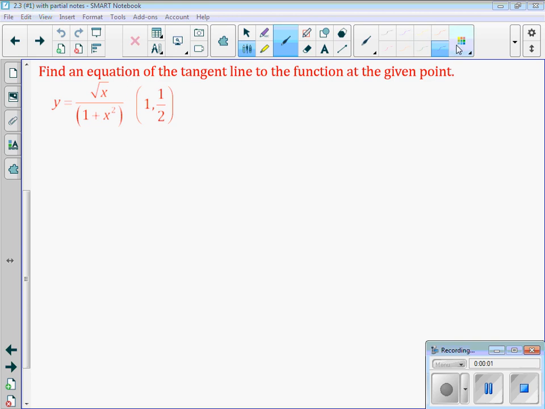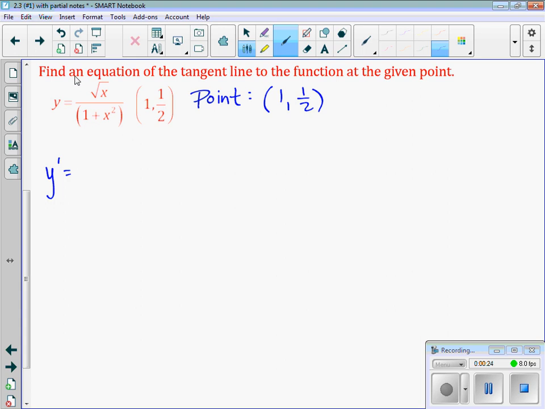If I need to write an equation for a tangent line, two things: point and slope, right? So we've got our point right here. That one's done. So 1, 1/2. And then we still need our slope. So to do my slope, I've got to do what? Derivative.